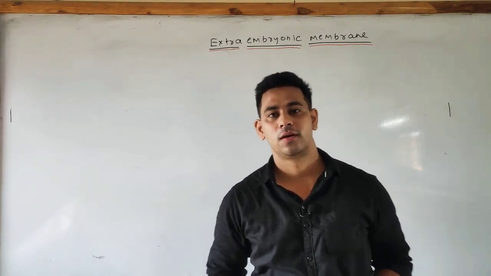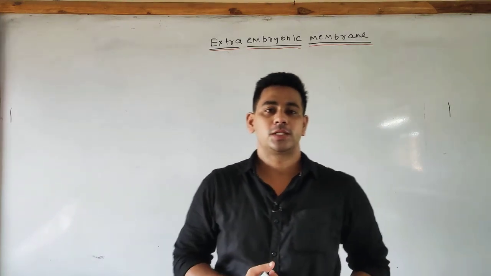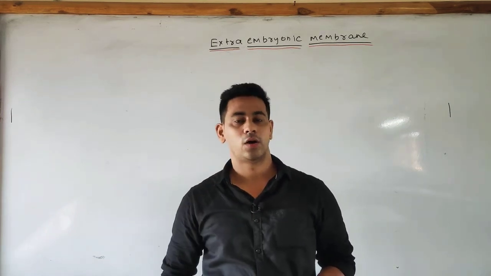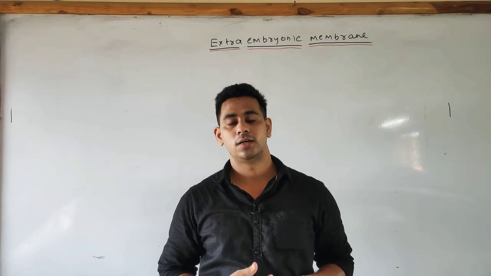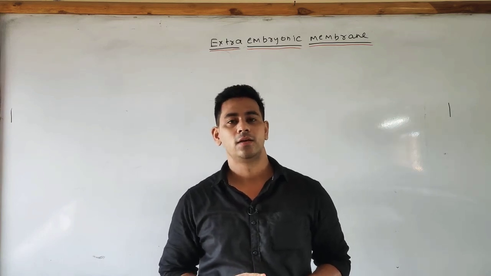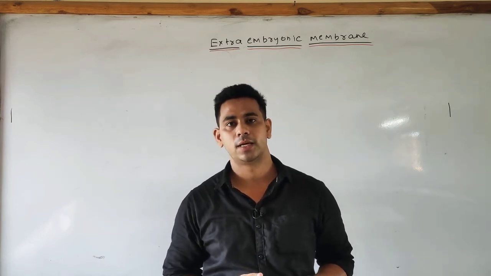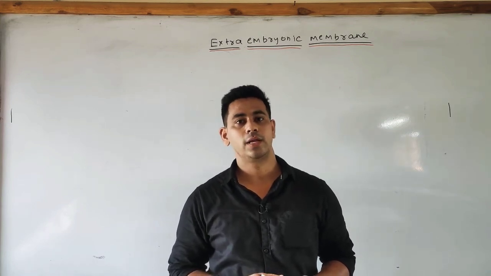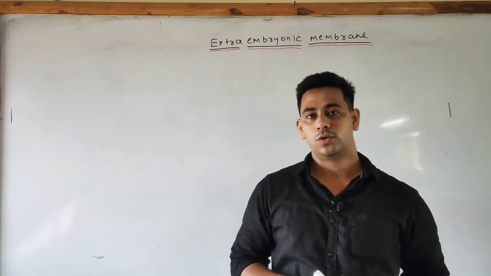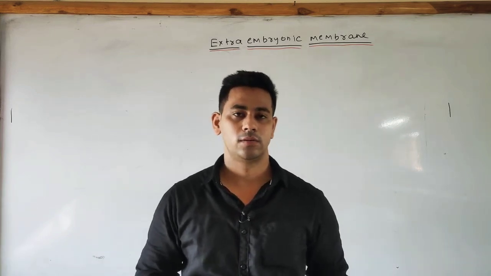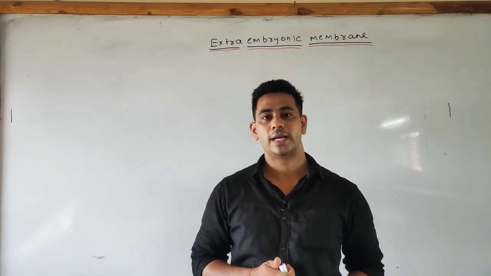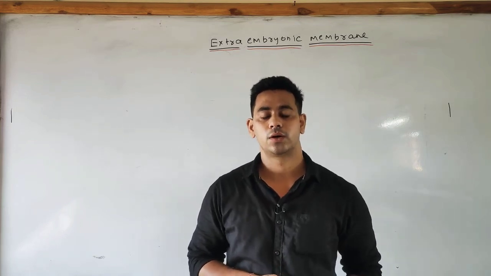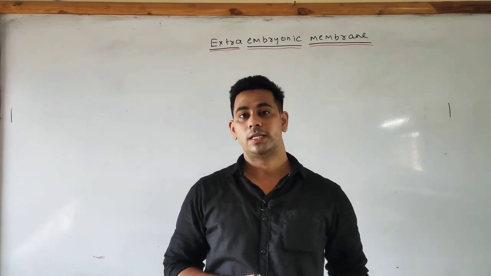Hello students, in the previous class we have discussed extra embryonic membrane. We have discussed all the diagram that it represents clearly the four extra embryonic membrane, that are the allantois, yolk sac, chorion and the amnion. Today we will discuss in detail the structure and the function of the four extra embryonic membrane. Those are the chorion, amnion, allantois and the yolk sac.